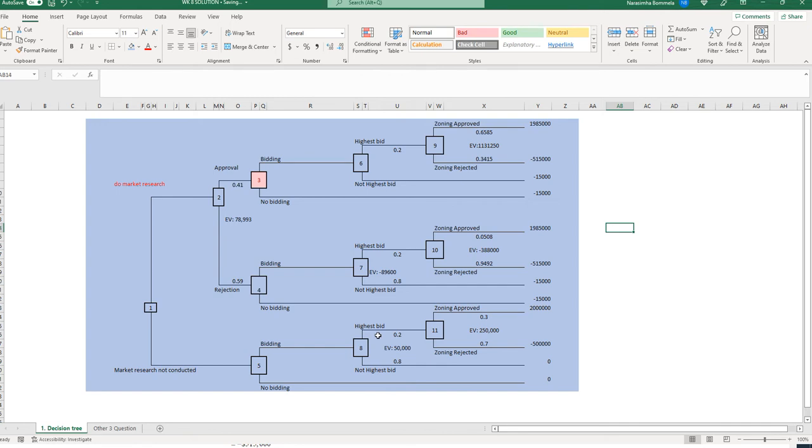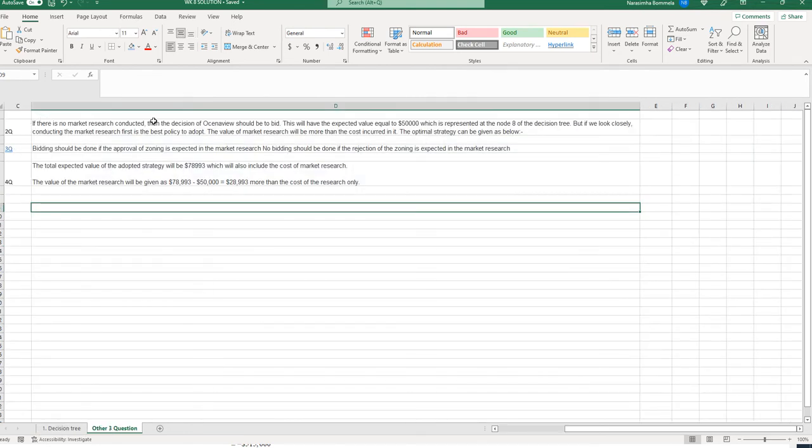In that, when we have the highest bid, then only we perform zoning or zoning rejection related activities. Based on this, the estimated value generated when zoning is rejected is minus 500,000, and when zoning is approved it will be 2 million, and the expected value is 250,000. So this is the decision making. When market research is not done and bidding happens, the values that will be generated by the organization are explained here. If no market research is conducted, the decision of Ocean View should be to bid. It is mandatory to bid, and the expected value it can generate is 50,000.